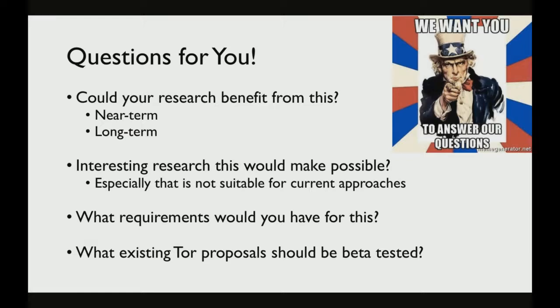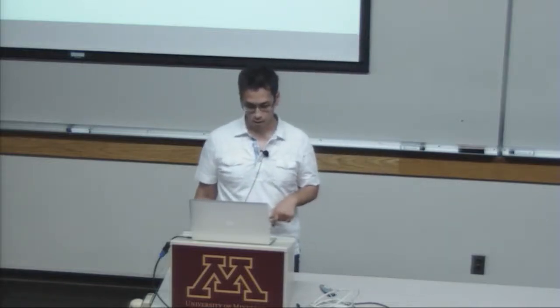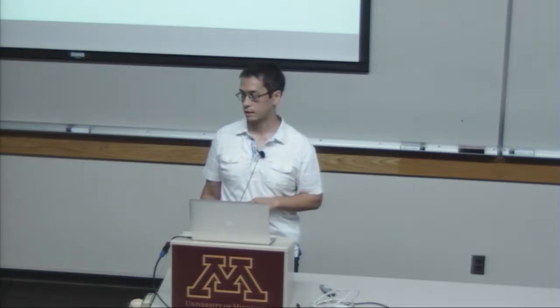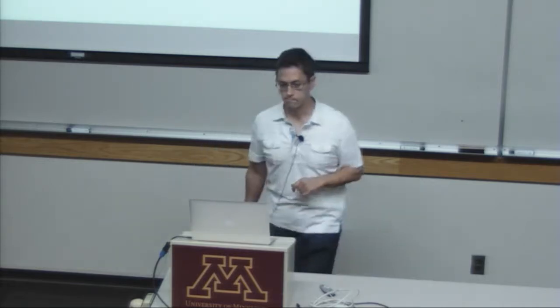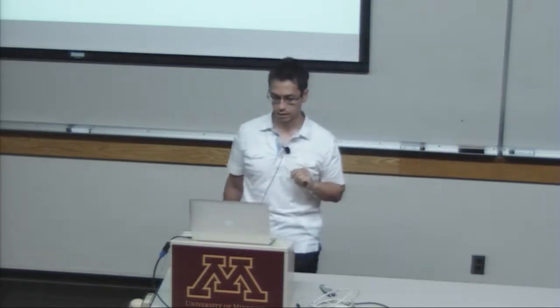And then also, if you're thinking about, well, there's this thing that was published like 7 years ago, and it's still a really good idea, and it's not in Tor today. And probably the reason it's not in Tor today is because we can't do a really good test of it that would convince everybody that it's not just good, but also stable in the network. So what existing Tor proposals do you think should be beta tested so that they could actually have a good chance to be deployed? I'll have you tell me about those in a minute, so be thinking about them.